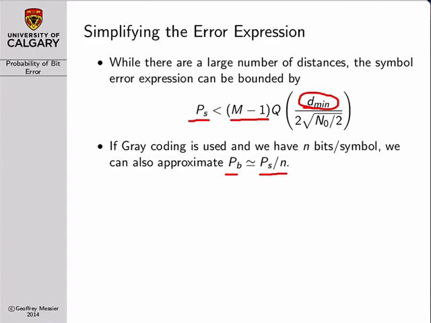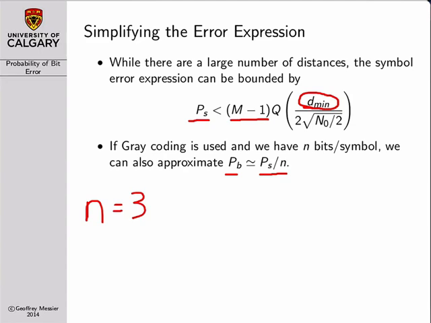And just to clarify this with an example, let's consider the case of 8 PSK, where the number of bits per symbol n is equal to 3. If gray coding is used, that means that only 1 in 3 of the bits will be bad when we make a symbol error, because one bit is incorrect, but because gray coding is used, the other 2 bits are the same between neighboring symbols. And so the probability of bit error is the probability of symbol error multiplied by 1/3.